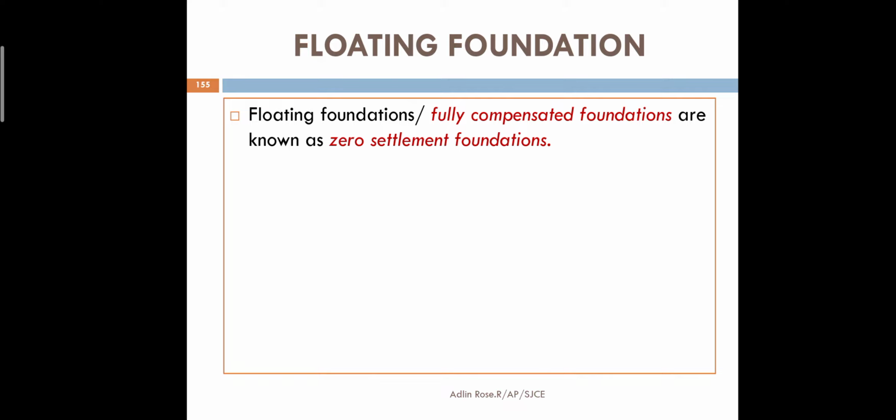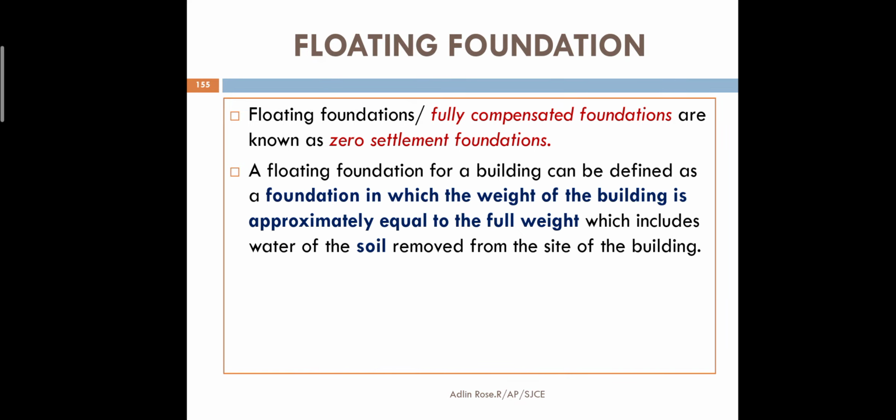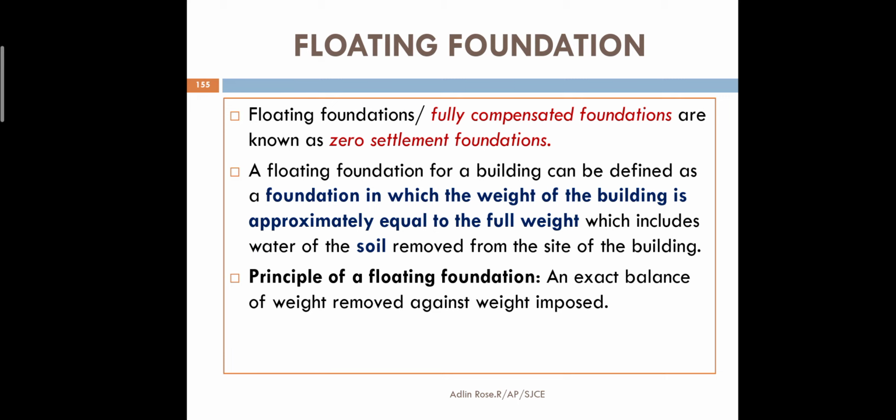A condition of settlement being zero would not otherwise arise. It's an ideal situation where settlement is going to be zero. In this idea of floating foundation, the settlement is going to be zero. And when you talk about the definition of floating foundation, the weight of the building is equal to the weight of the soil or the weight of the foundation substructure. However much weight you impose, that much weight of soil is removed.